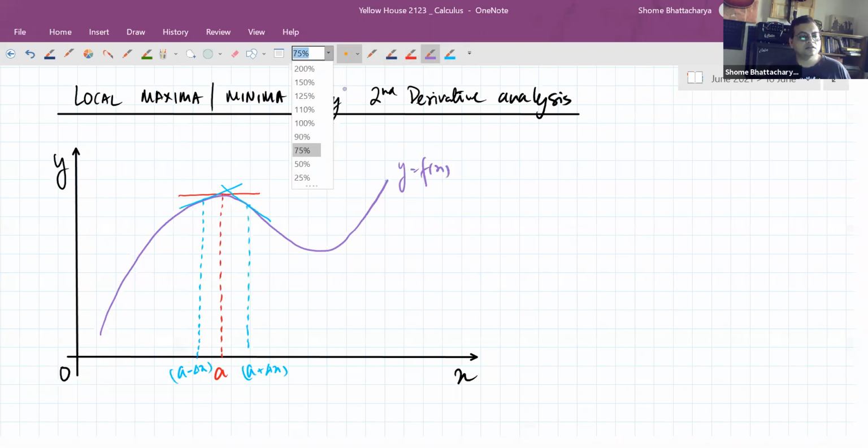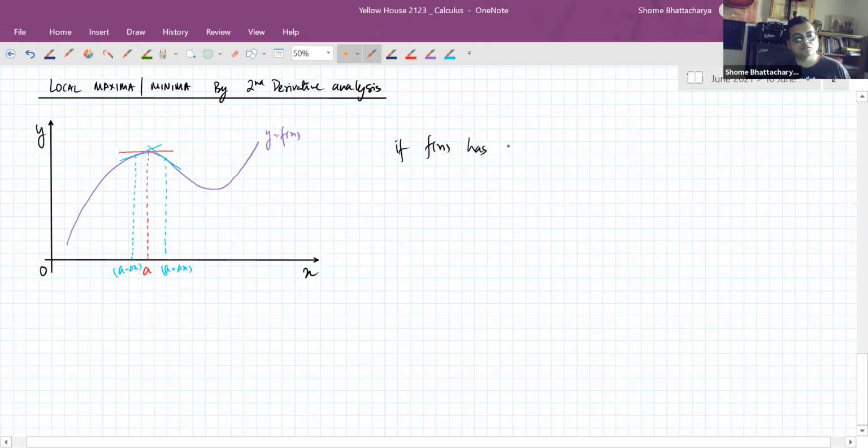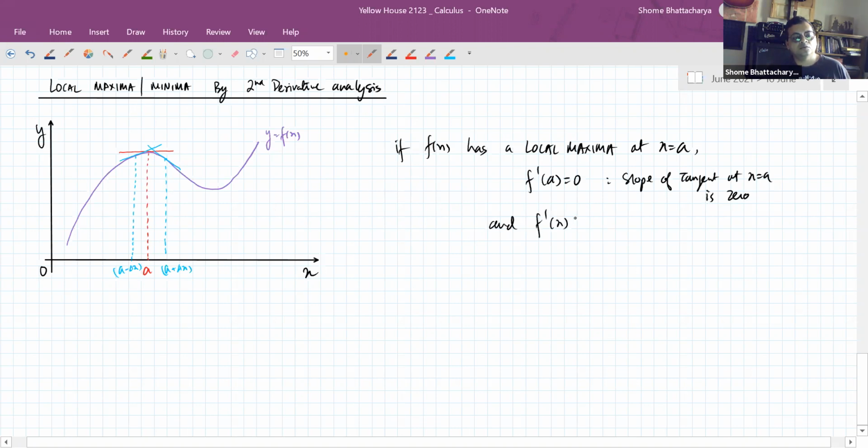So what we can see here is that if the function has a maxima at the point A, that is local maxima, the derivative of the function is 0 at the point A. That is, slope of tangent at x equal to A is 0. But the derivative is positive at A minus delta x, and the derivative is negative at x equal to A plus delta x.